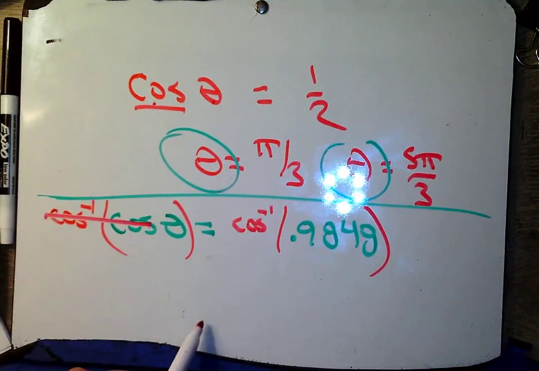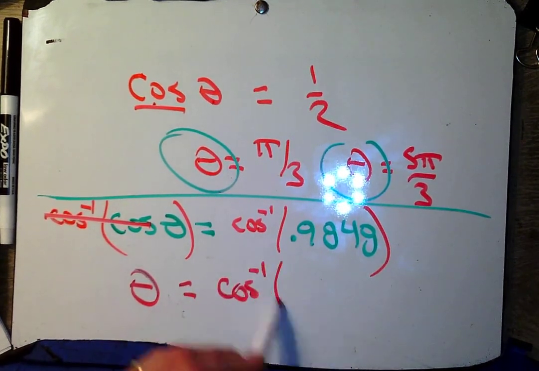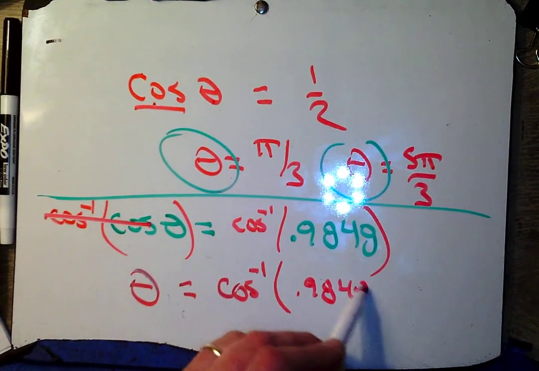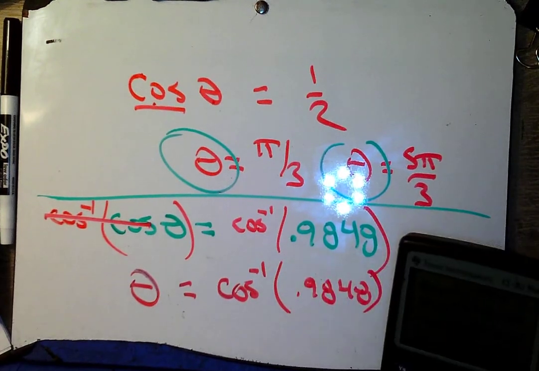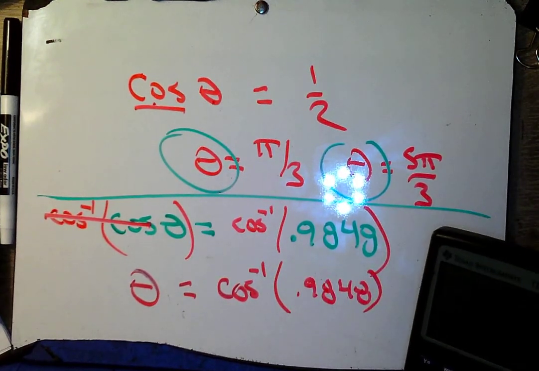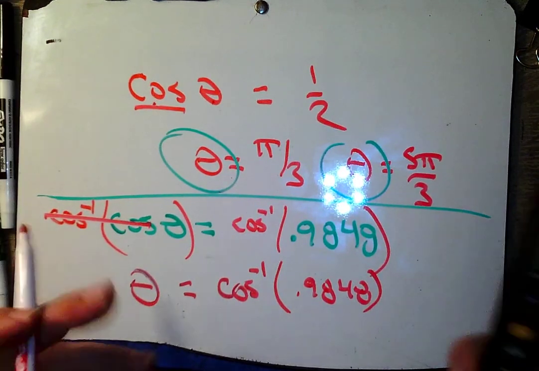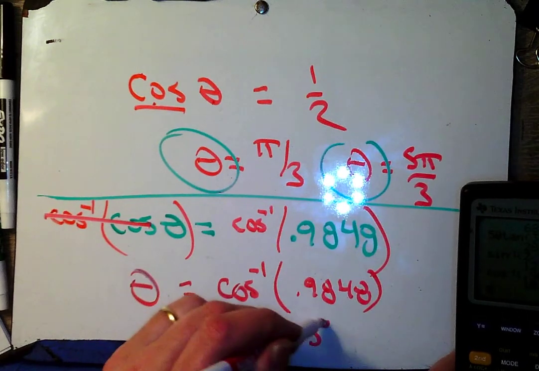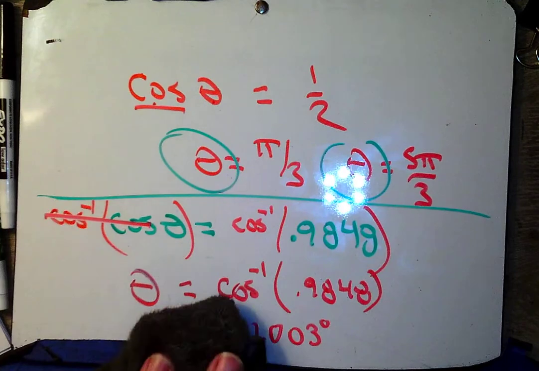Here, cosine and inverse cosine cancel, and we're left with theta is equal to cosine inverse 0.9848. All right, well, let's see what that's going to be. Inverse cosine 0.9848, and I get that theta should equal 10.003 degrees. Nice. That's good.